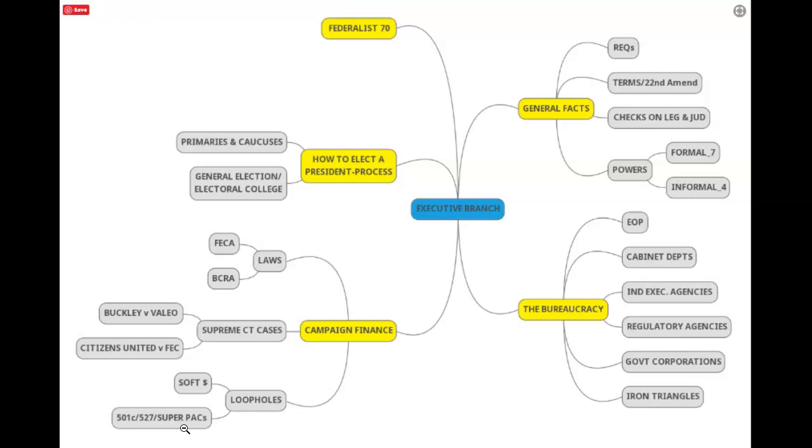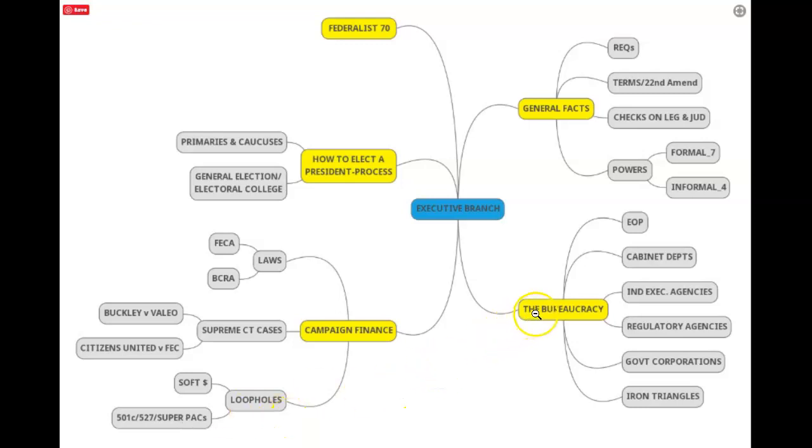And what's the difference between an issue ad and a regular commercial? Remember, an issue ad is anything that does not have, "Hi, I'm so-and-so and I approve this message." That is a candidate ad. Everything else is an issue ad. And the issue ads are supposed to only deal with, as you guessed it, issues and not actual candidates.